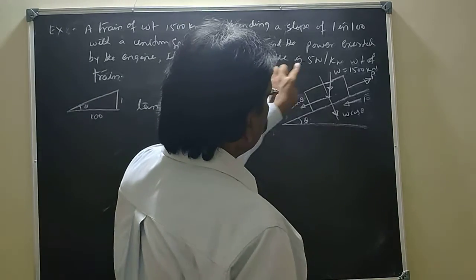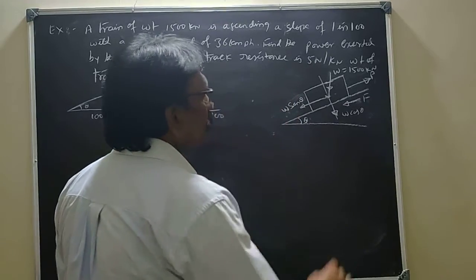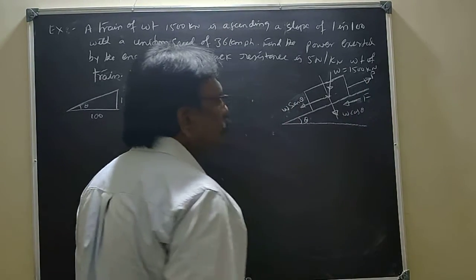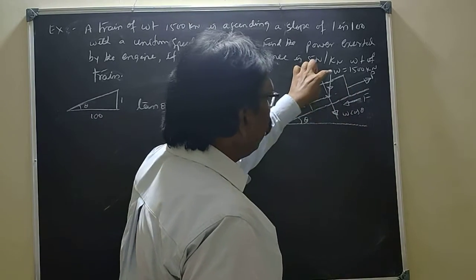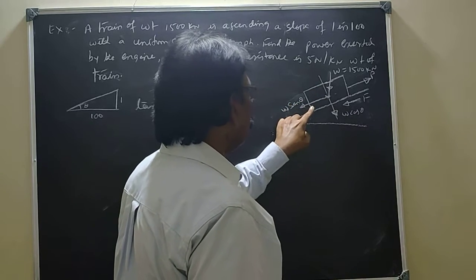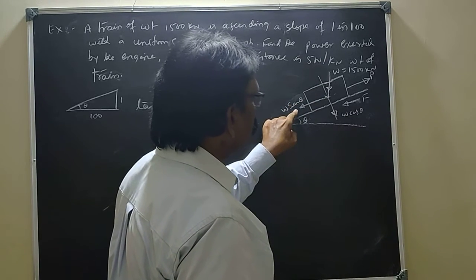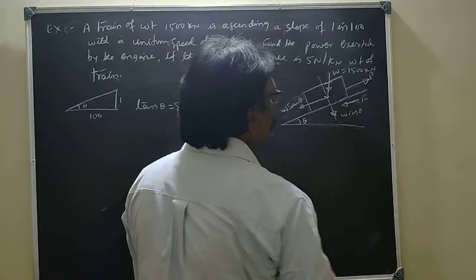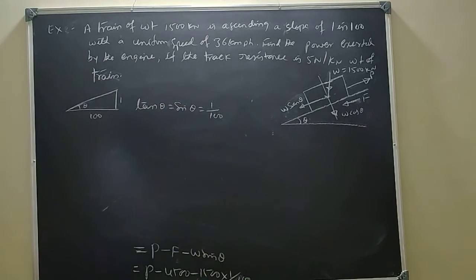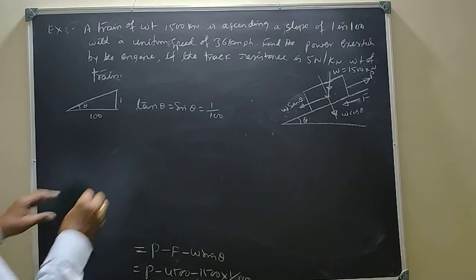So now here on the train, what are the forces acting? The force exerted by the engine so that it can move upward, and the weight component is resolved into two components: along the track, W sin theta, and normal to the track, W cos theta. In addition to that, there will be a frictional resistance. So now the engine has to develop power such that it has to overcome the inclination as well as the friction.